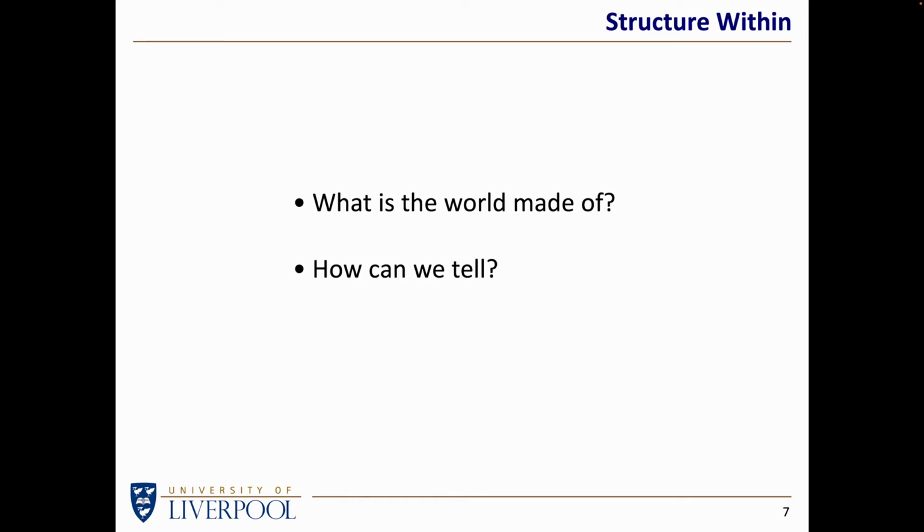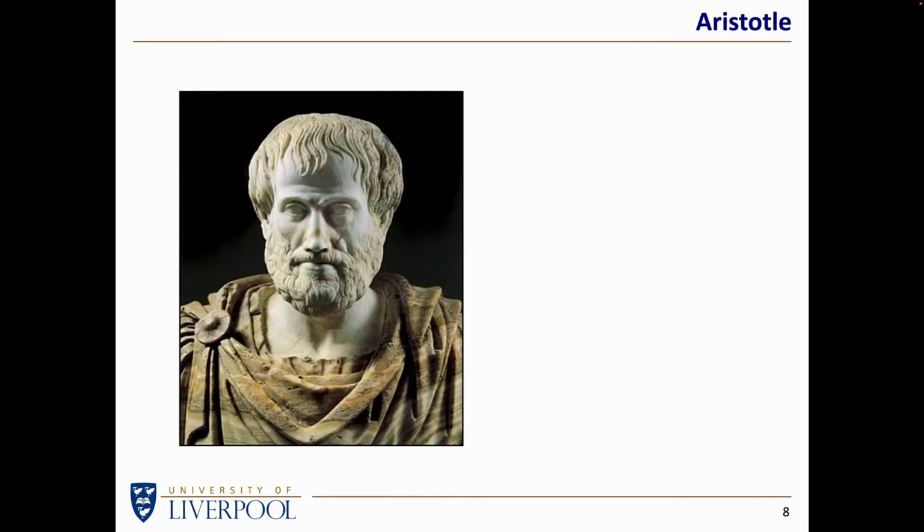And how can we tell what the world is made of? And what clues do we have that tell us what stuff is made of? When we look around us and we pick up a rock or we look at a piece of wood, how can we tell what's going on? Well, one attitude is to take the Aristotle view and just say, well, everything is made of earth, air, fire and water. That's a nice, easy approach.